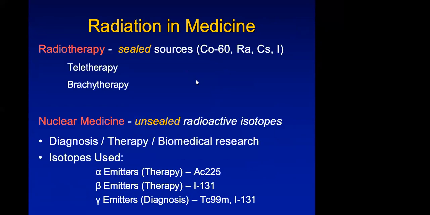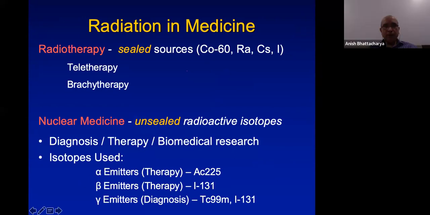So briefly, when you talk about the applications of radiation in medicine, there are two types. One is radiotherapy and one is nuclear medicine. Radiotherapy, you're all familiar with, where sealed sources like cobalt-60 or radium or cesium needles are used. Either you use Linacs for teletherapy, or you have brachytherapy with the radium needles and cobalt-60 sources.